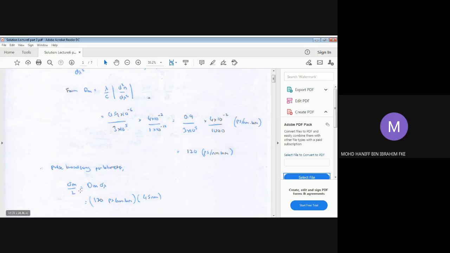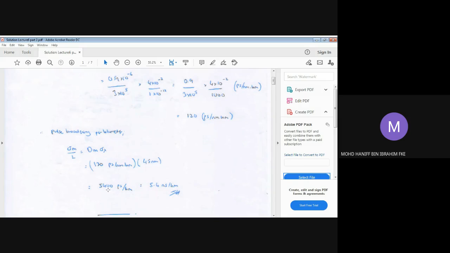So this is the equation. Remember, sigma m equals Dm multiplied with L, a distance, and the sigma lambda. Sigma lambda is the spectral line width. Since we need to find the pulse broadening per kilometer, L is taken to the left hand side. So we're going to have Dm multiplied by sigma lambda, which will give us 5,400 picosecond per kilometer, or 5.4 nanosecond per kilometer. So this is your RMS pulse broadening per kilometer.